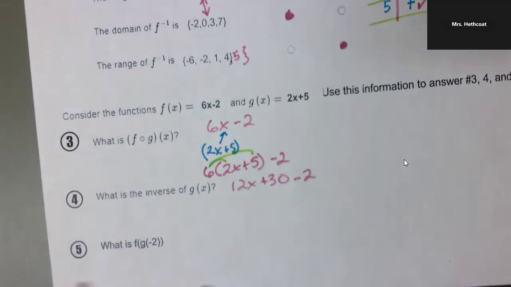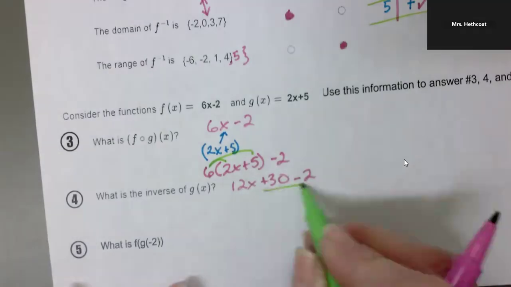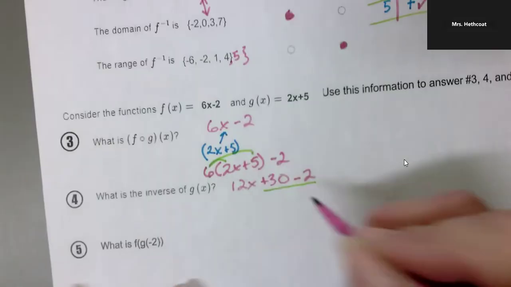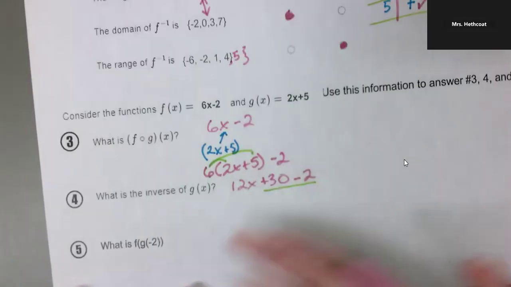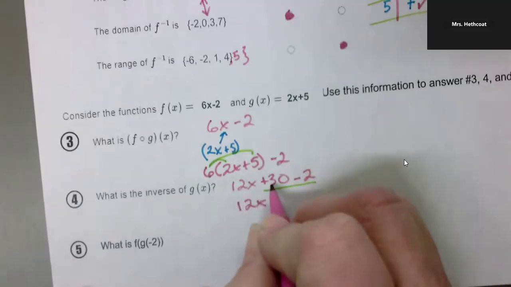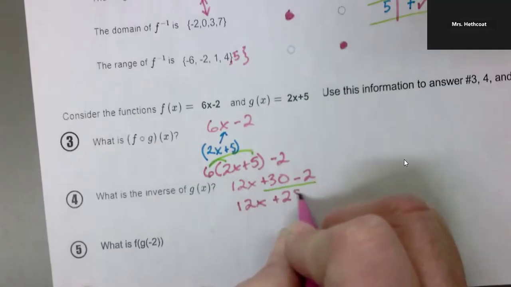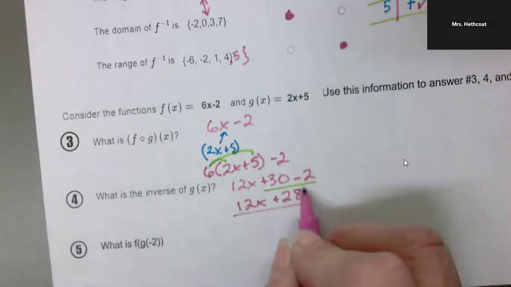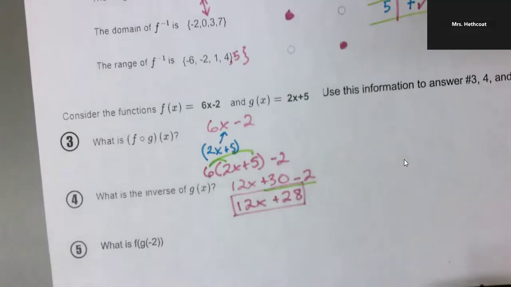Now I can combine like terms. The 30 minus 2 is basically a first grade problem snuck into our Algebra 2. So we get 12x. 30 minus 2 would be plus 28. And that is our answer. Super helpful if you can put your answers into boxes like that. It helps with making grading more accurate and quick. And then I don't look at the wrong part of your stuff to do it.